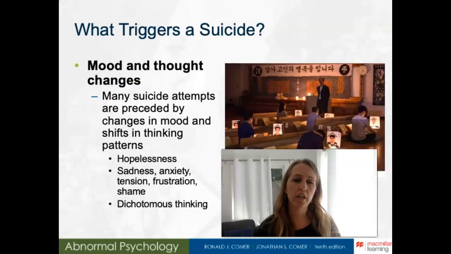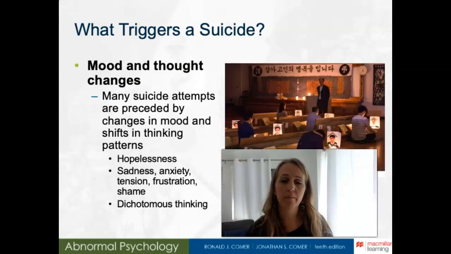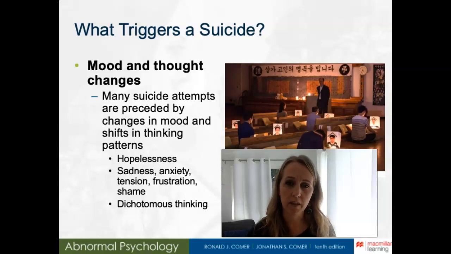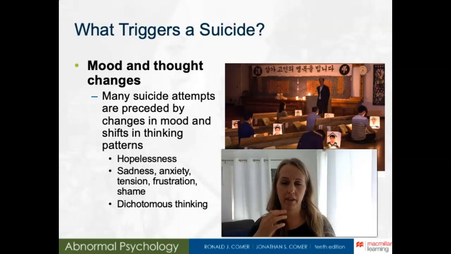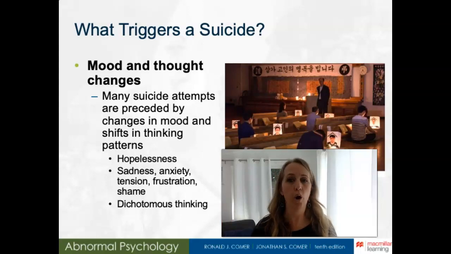Mood changes or thought changes. Usually you're going to hear about someone who is experiencing suicidal thoughts, and you talk to them and you're like, I didn't know they were experiencing that. One thing to look for would be, are they expressing any kind of hopelessness? Are they expressing dichotomous thinking? In other words, that all or nothing thinking, like it's all bad, there's no hope, the only thing I can do now is die to get out of this. So any big change in their mood can be triggering.